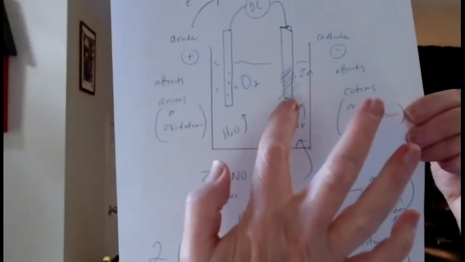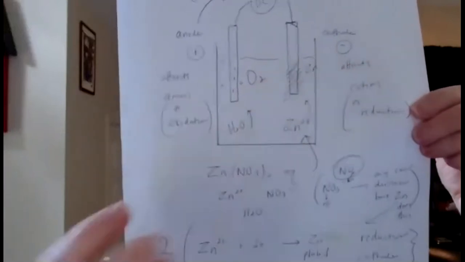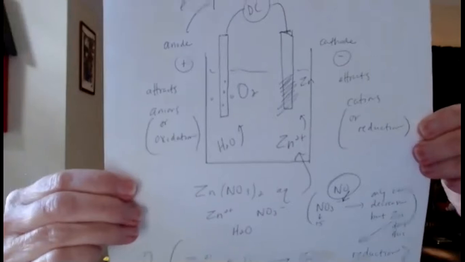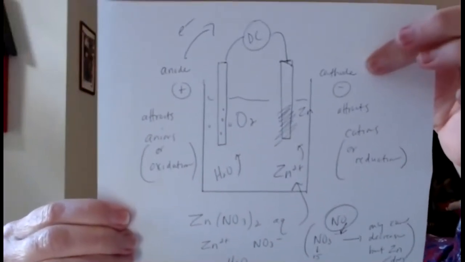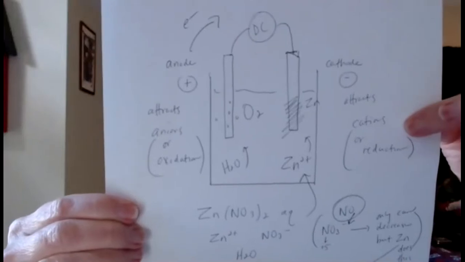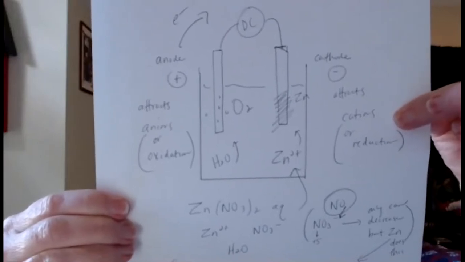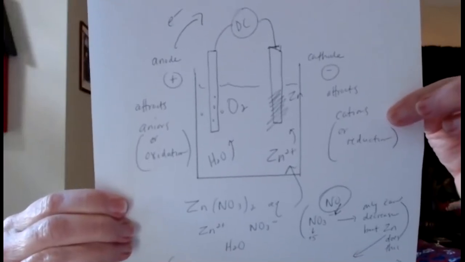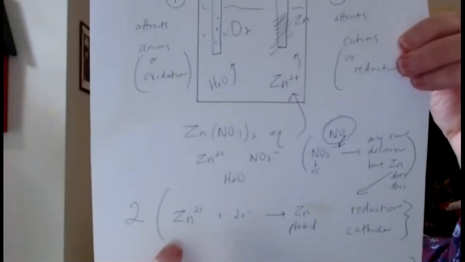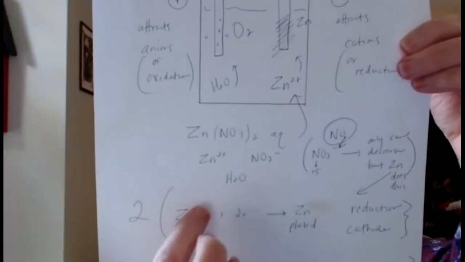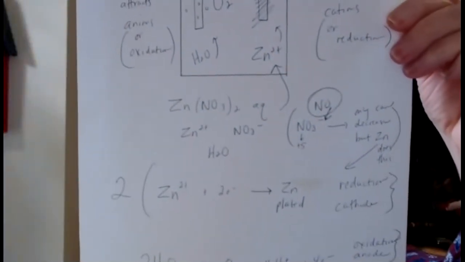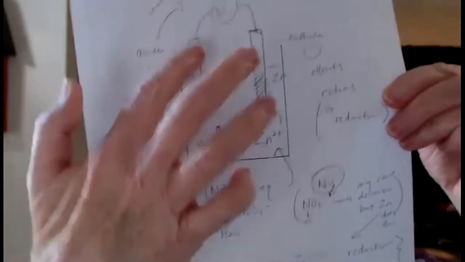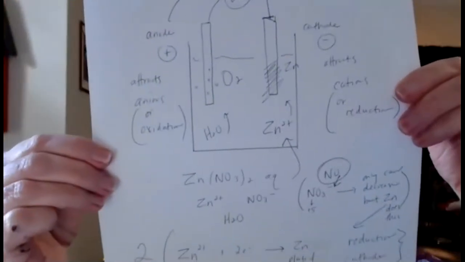Around one electrode, I'm noticing a metal plating out. Well, that makes sense because I taught last time the cathode attracts cations, and that's called reduction. So right here, the Zn2+ is being reduced, forming zinc metal.